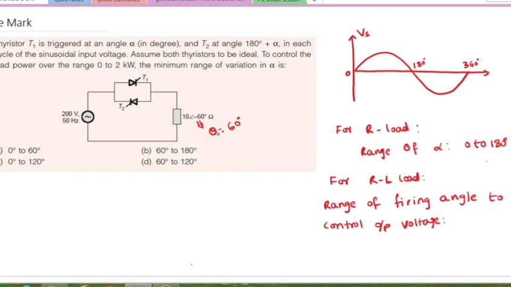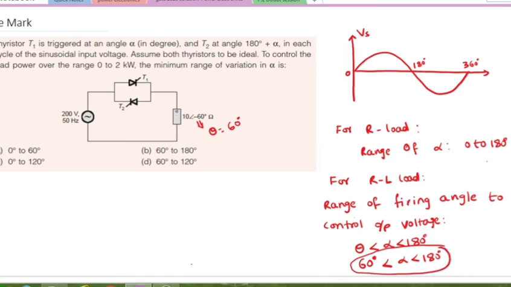So here that depends on the load angle. The range of firing angle to control the output voltage is from theta to 180 degrees, not from 0, it is from theta to 180 degrees. Okay, so here what is theta? Theta is 60 degrees. We can control the output voltage for 60 less than alpha less than 180 degrees. So if you give firing angle between 60 and 180 degrees, we can control the output voltage.